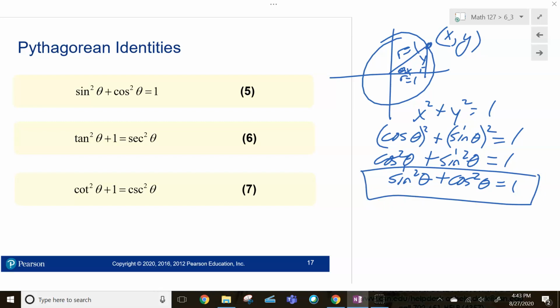I call that the money formula. You got to memorize this. You will see this all the time. All the time. Okay? This is your baby. Don't forget that. Sine squared plus cosine squared equals 1. Now, the other two are important, but frankly, you can derive them very easily.